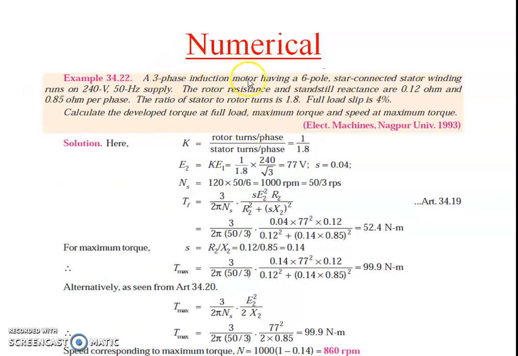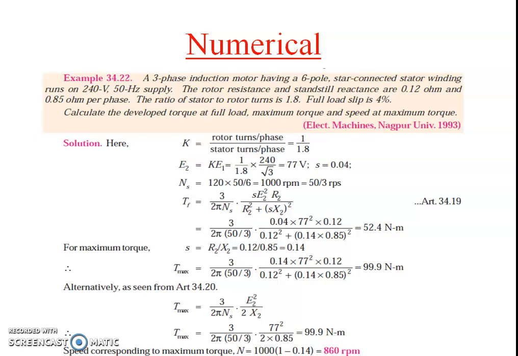Here, a 3-phase induction motor having 6 poles, star connected stator winding, runs on a 240 volt 50 hertz supply. The rotor resistance and standstill reactance are 0.12 ohm and 0.85 ohm per phase. They have given the values of resistance and reactance. Again, the ratio of stator to rotor turns is 1.8 and full load slip is 4%. Then they ask to calculate the developed torque at full load, maximum torque and speed at maximum torque.